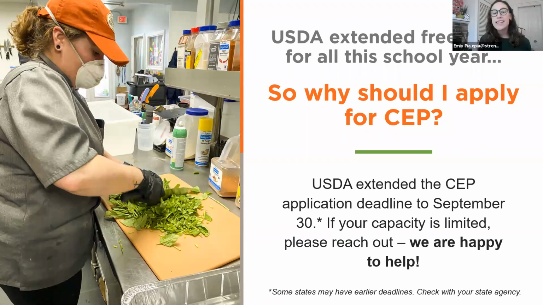So remember that USDA extended the CEP application deadline to September 30th, which means you have up through June 30th to determine your ISPs using data from July 1st, 2020 through June 30th, 2021, to look at your identified student percentages, extend eligibility to others in the household, work with your McKinney-Vento liaisons and foster care liaisons to maximize your ISPs, and then use Zeta's calculator to determine whether or not you're going to apply and help you make that decision. And you have until September 30th to do so.